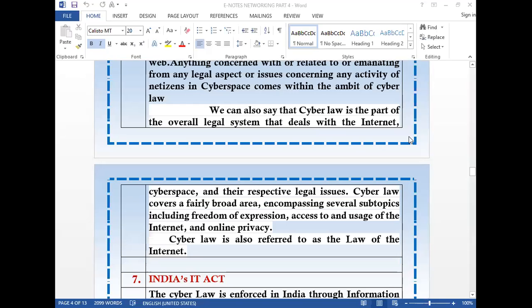So another definition of cyber law is a part of the overall legal system that deals with the internet, and all the legal issues which are in connection with the internet are covered under cyber law. And another name of cyber law is the law of internet.